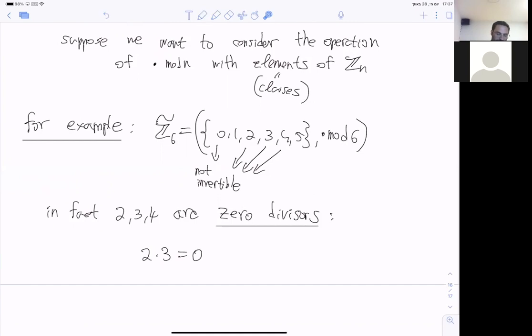Verify which are invertible. 5 is invertible because 5 multiplied with itself is 1. So the only elements that are invertible here are 1 and 5. These are invertible. 1 is the neutral element, and 5 is not the neutral, but it is invertible.